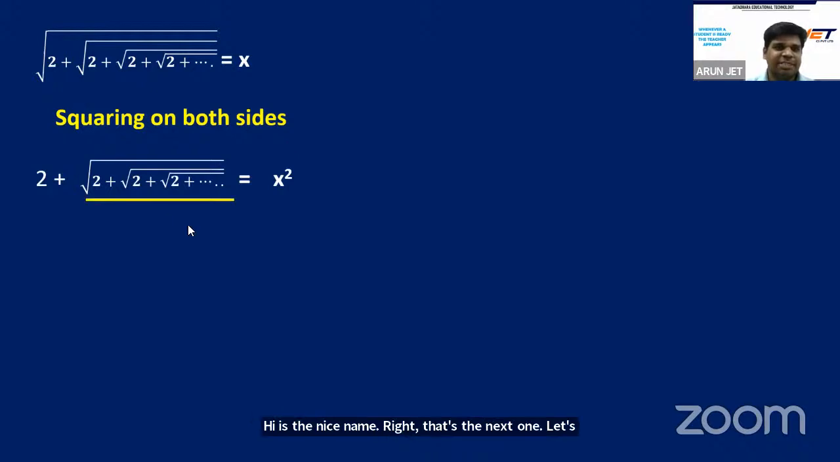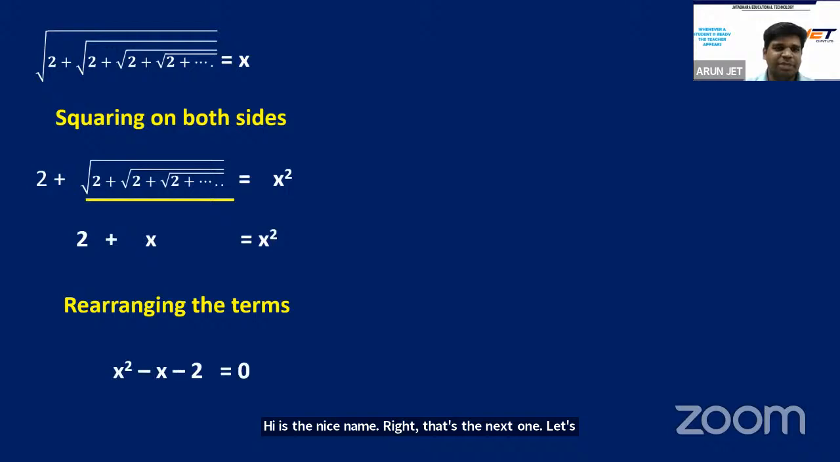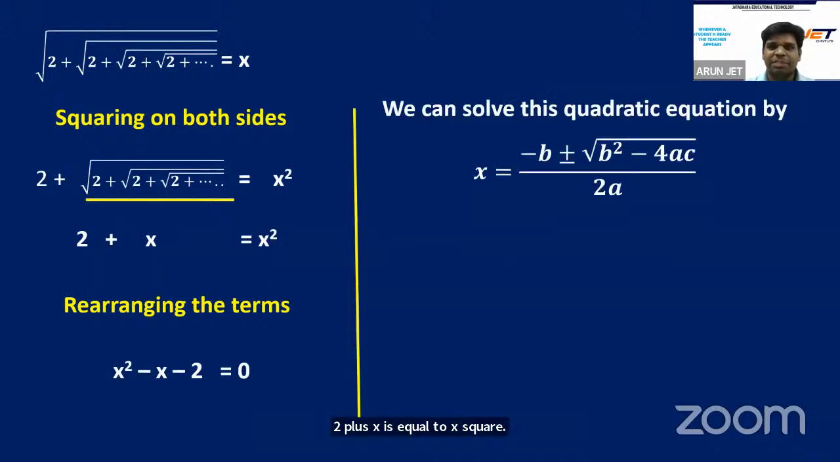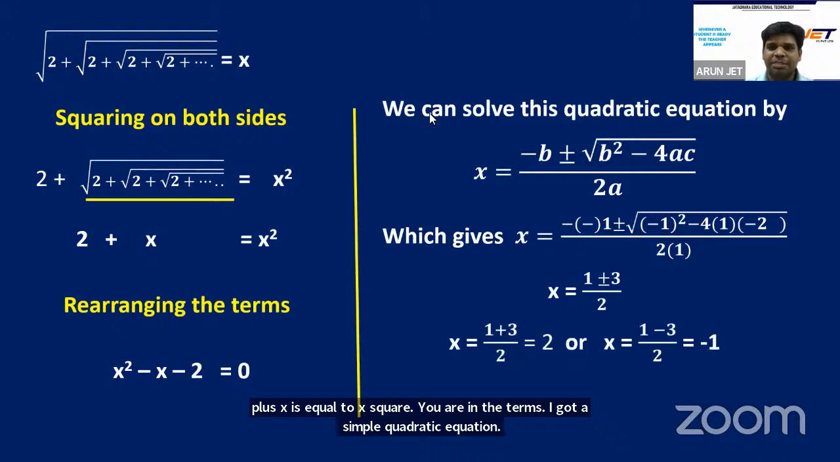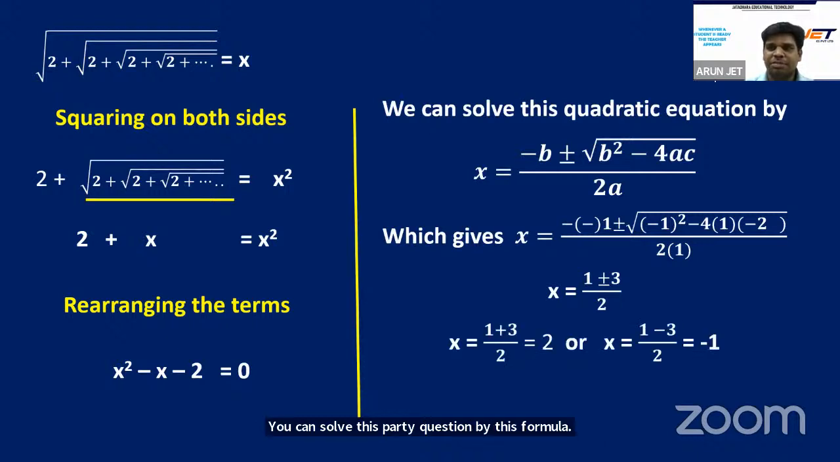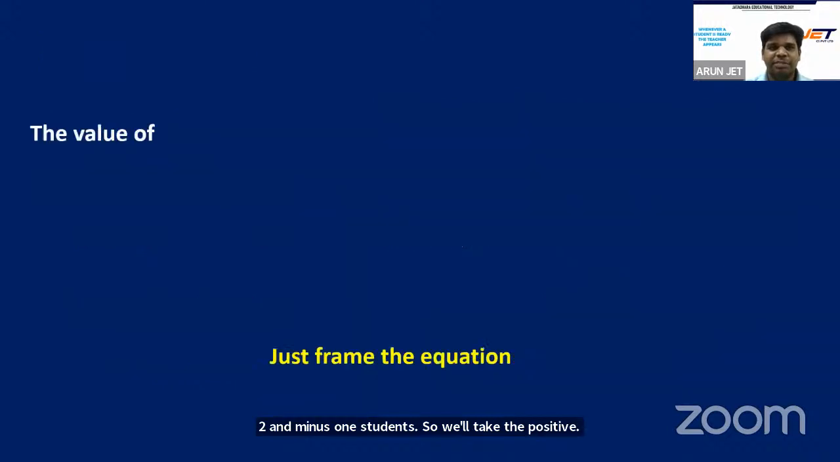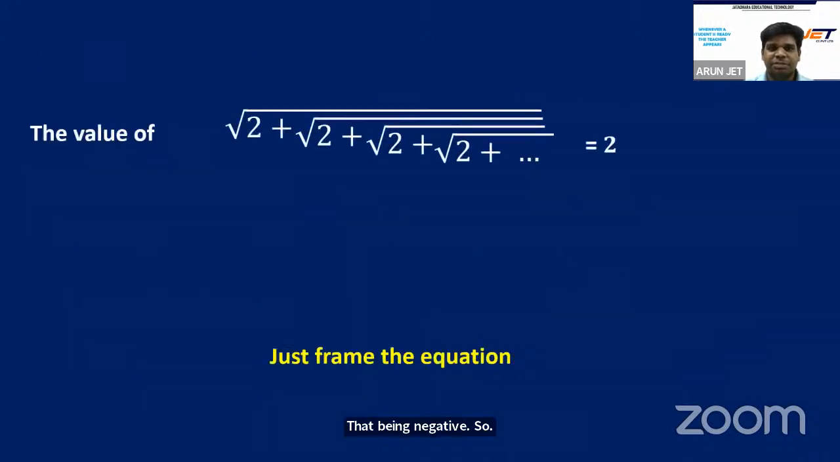Let's see. So this is x. 2 plus x is equal to x squared. Here, I've got a simple quadratic equation. You can solve this quadratic equation by this formula. All you get is 2 and -1, students. So we'll take the positive value, that being negative. So the answer is 2.